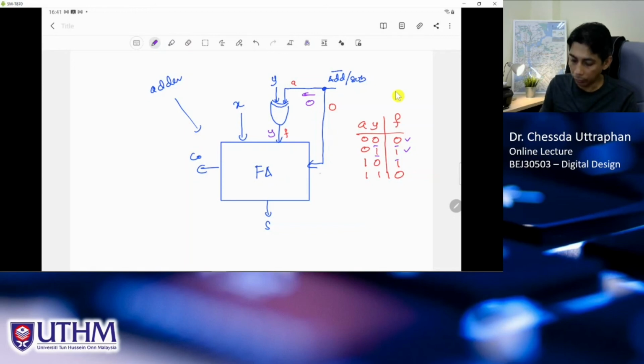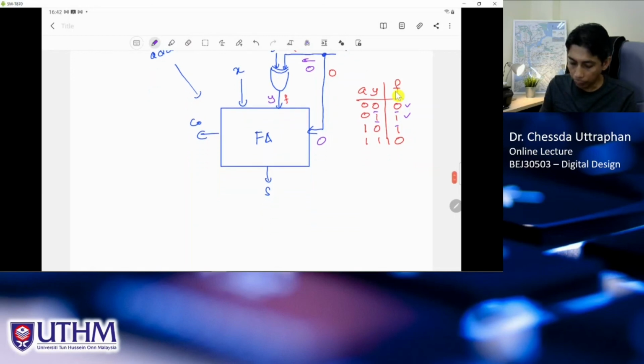And if this is 0, C in equal to 0, right? C in equal to 0 means that the output here is equal to S equal to A, or not A, X plus Y, because this is adder. This is the adder circuit. So the output here, this is 0 and this is Y. So the output here will be S equal to A plus Y, right?